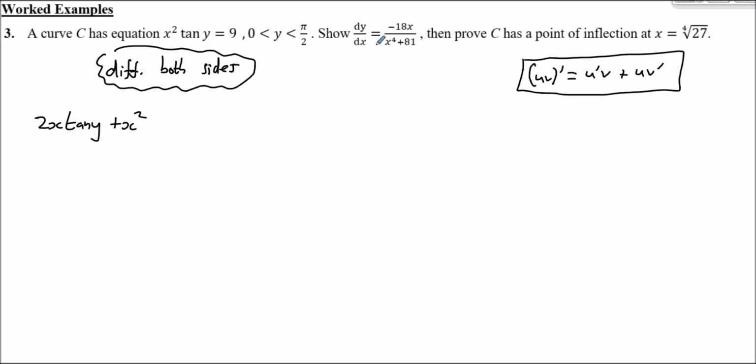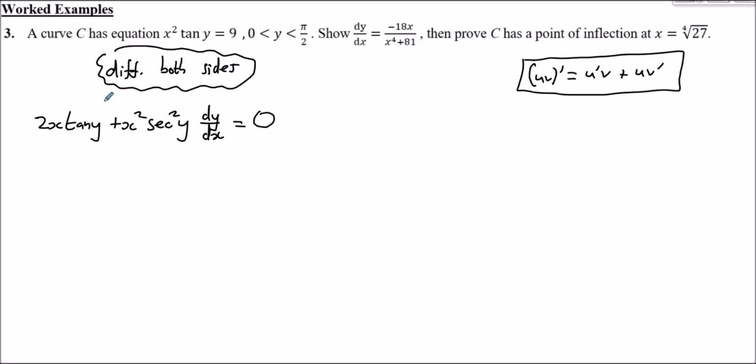Ideally, you need to remember that tan differentiates to sec squared. You can derive it yourself using the product rule if you want to, but ideally, remember tan differentiates to sec squared. So differentiating tan y, that will go to sec squared of y. Then remember, when we differentiate implicitly, we just stick on the end a dy by dx. And of course, if we differentiate 9, that's a constant, so we get 0.